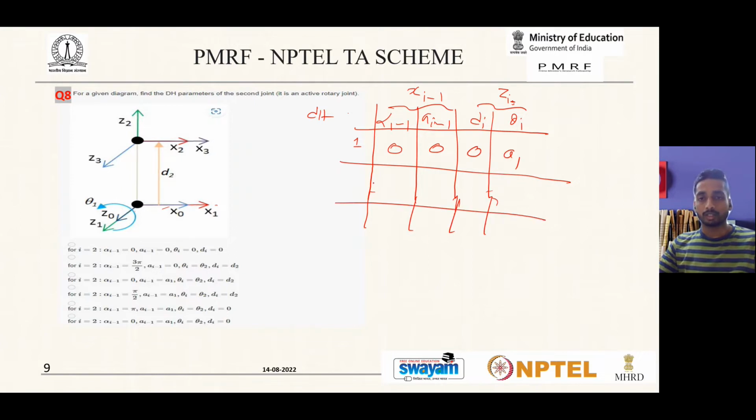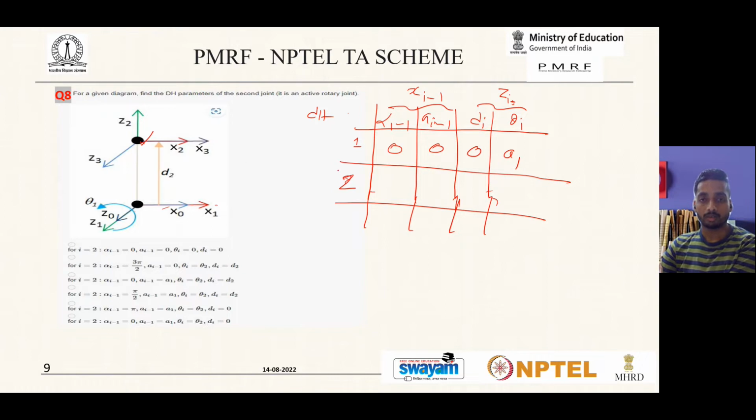Now let us move to the next. So now we have the second joint, and the second joint is here. So we have Z2. Now what do we have to look at? We have to look into how we can rotate Z1 so that it coincides with Z2, and that rotation has to be done along X(i-1).